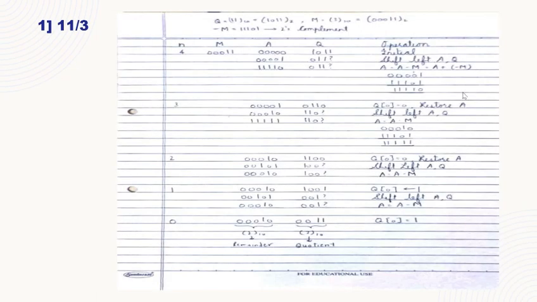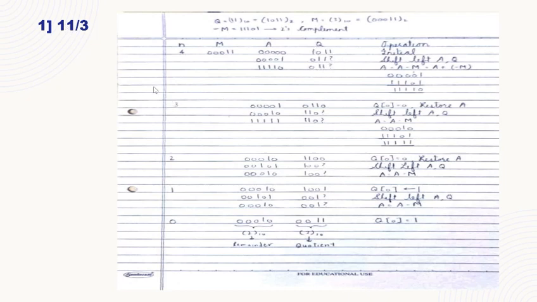So let's start with the example. Here we have N, M, A and Q. N is the number of bits, which is 4. M is the divisor, which is 3, and the binary value of 3 is 1 1. A, which is the accumulator, is initially set to 0. Q is the dividend, and it has the binary value of 11, which is 1 0 1 1.